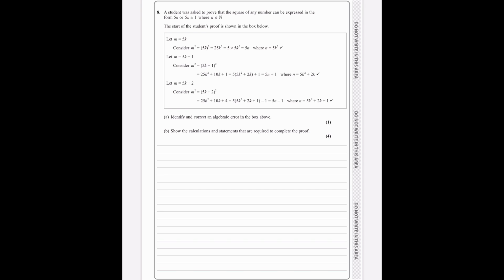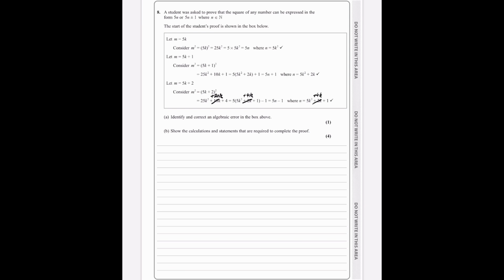Alright, question 8. The mistake is on the bottom line. When we expand out 5k plus 2 squared, we'll get a plus 10k, which would give me plus 20k. When I factorize out 5, that becomes plus 4k, and similarly, therefore, a plus 4k on the right-hand side.